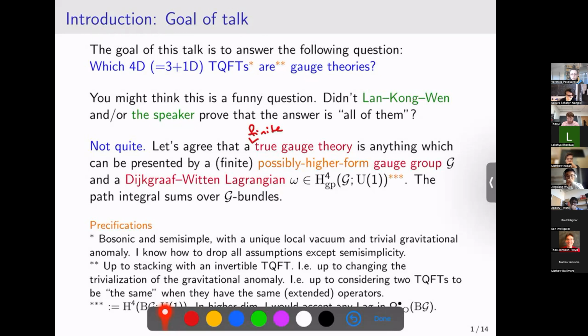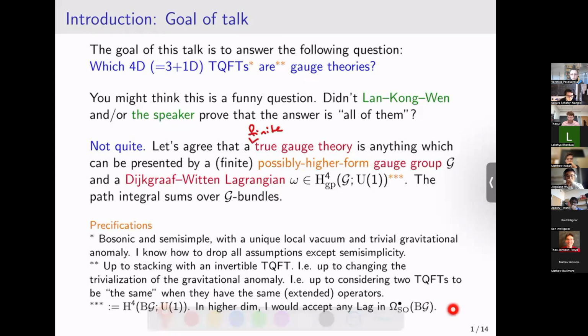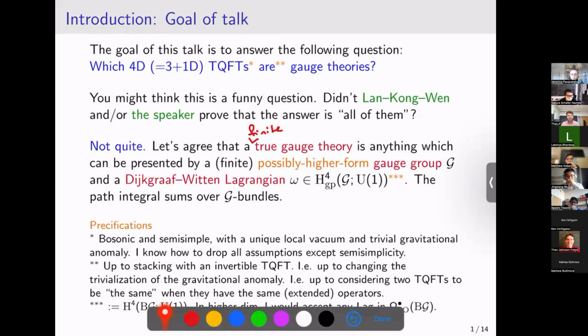I think I have a footnote that you can't see because of how Keynote handles it in higher dimensions, but you can download the slides. It doesn't matter. There are some footnotes here I'm not going to talk about. But that's what I want to say is a true gauge theory. It's something where you really are summing over G bundles, as opposed to something that might have some G bundles and maybe some spin structures or something else. Those I want to think of as maybe false gauge theories. And I want to make this distinction in the talk.